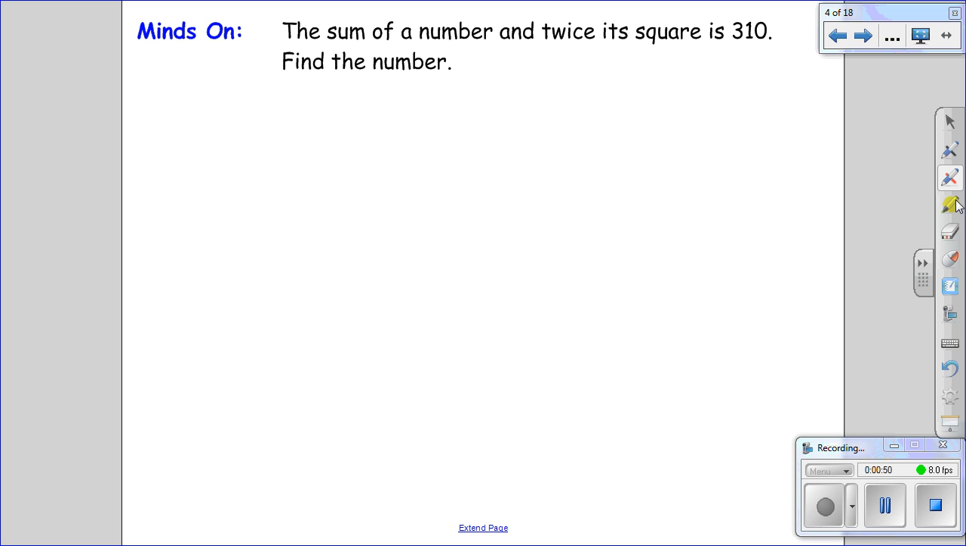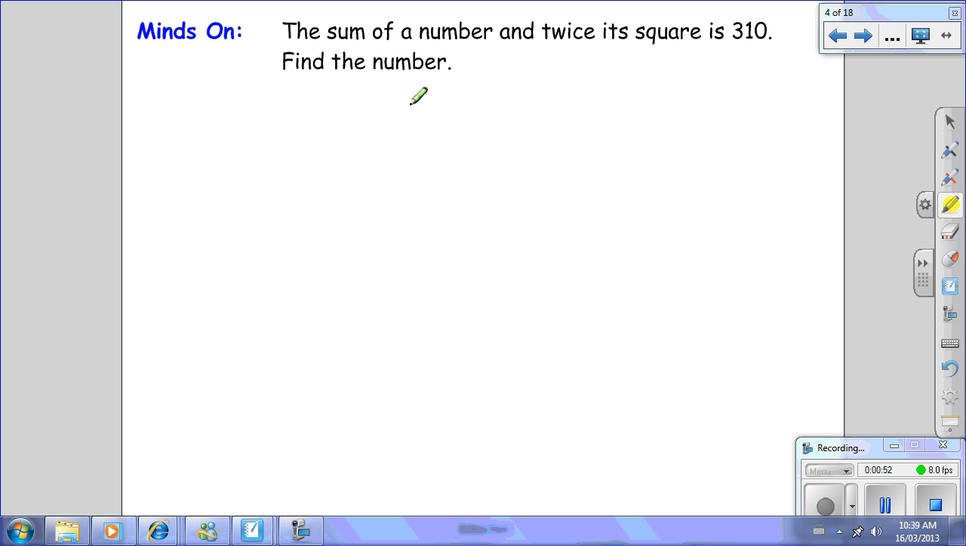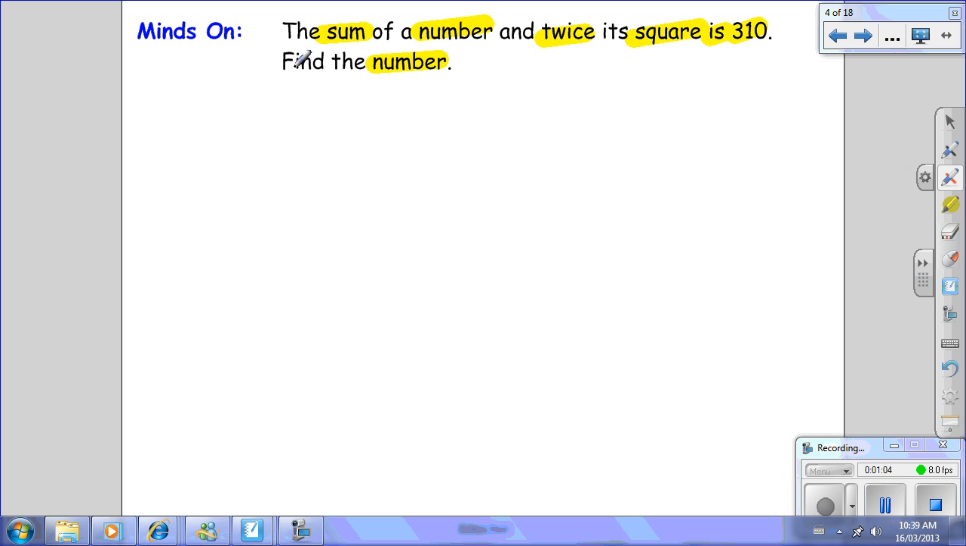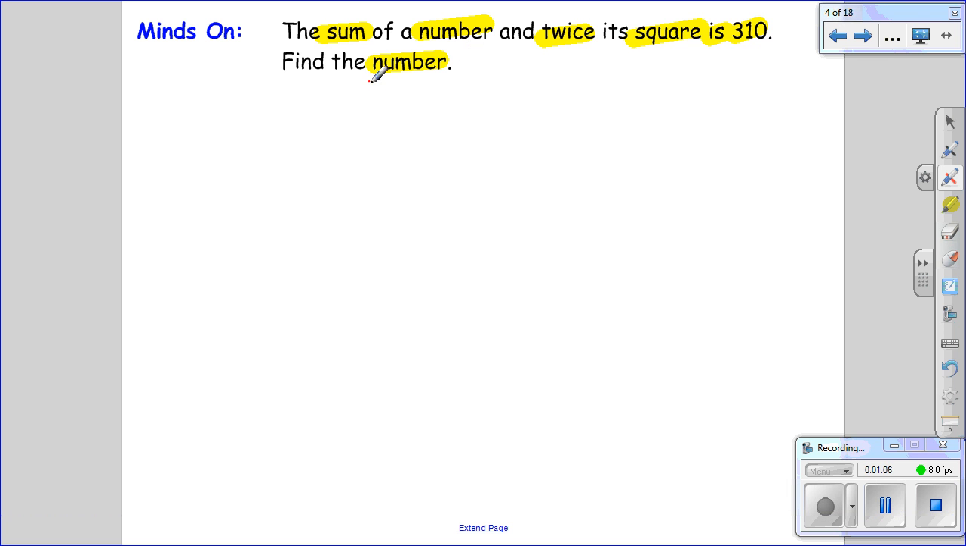The sum of a number and twice its square is 310. Find the number. So let's highlight the important stuff. The sum of a number, twice its square is 310. Find the number. What am I looking for here? The sum of a number and twice its square is 310. I'm ultimately looking for a number, which is x.